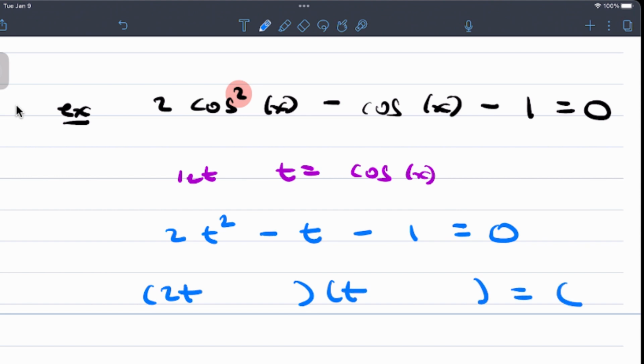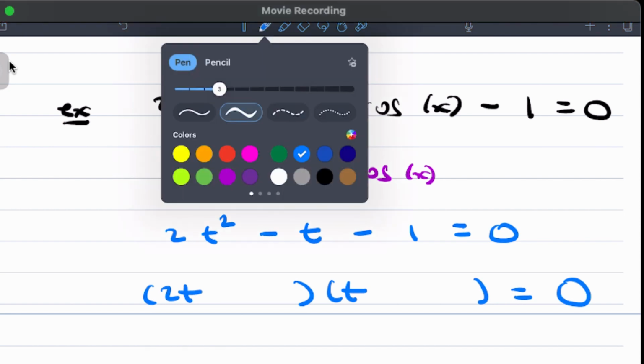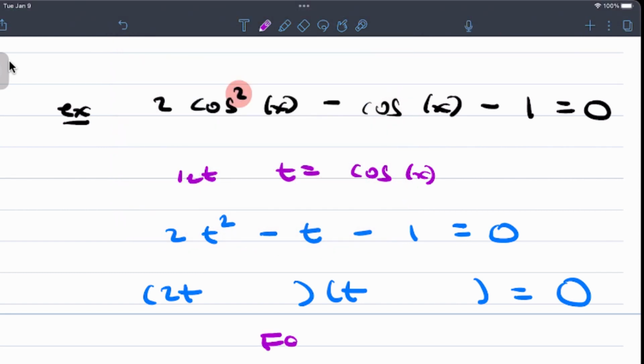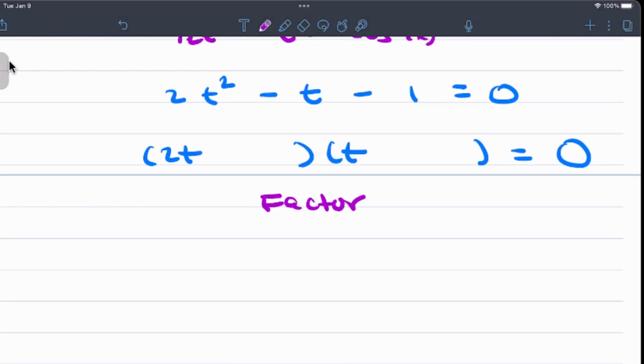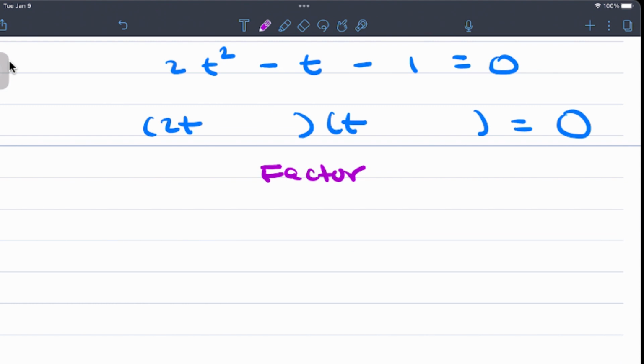So what do you guys think you have to do here? What do you do with this? You ever seen this before? We're going to have to do some factoring. Do you guys remember the algebra for factoring here? It's not a perfect square trinomial, but how do you factor 2t squared minus t minus 1? Do you remember your factoring technique?